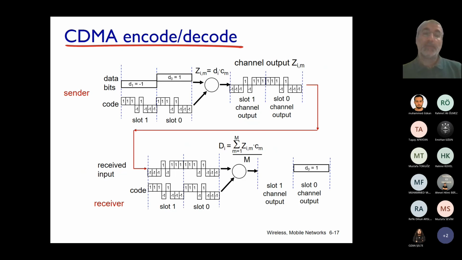Similarly, we received the second bit, and we multiply with the same chip sequence. So it's minus 1, minus 1. This is minus 1, this is minus 1, minus 1, minus 1. Minus 8 over 8 is equal to minus 1. So we decode it as a minus 1. So this is how we achieve CDMA at the sender and the receiver.